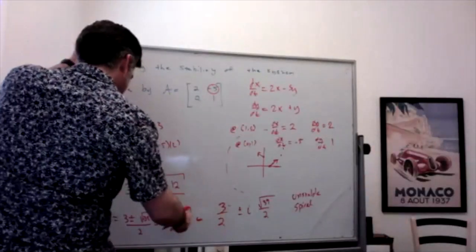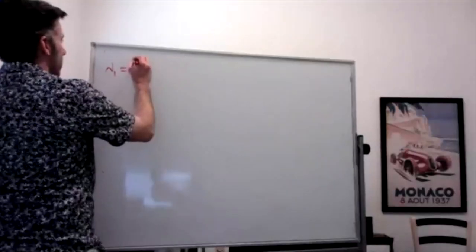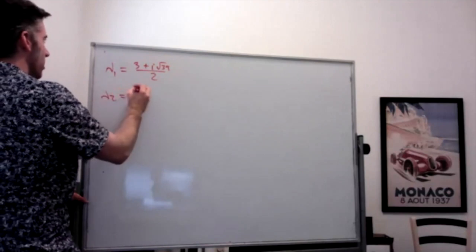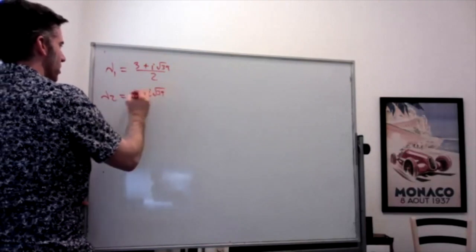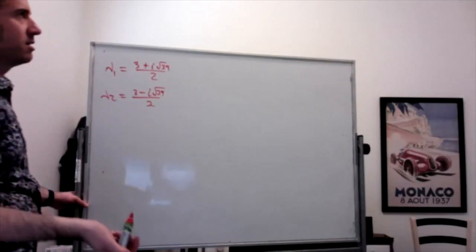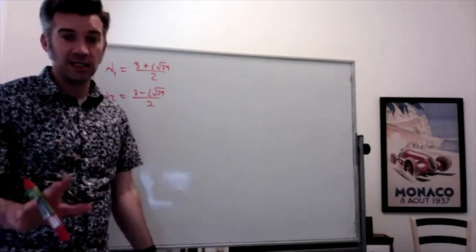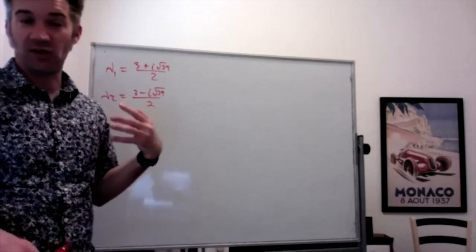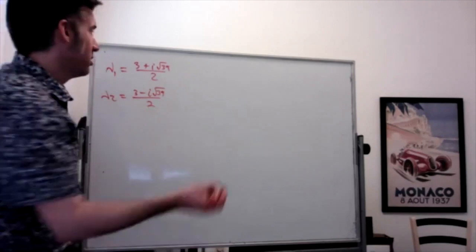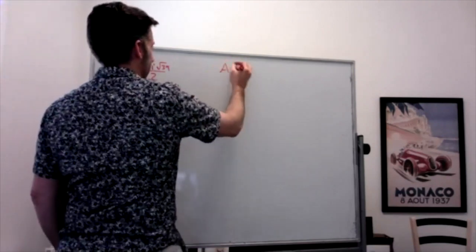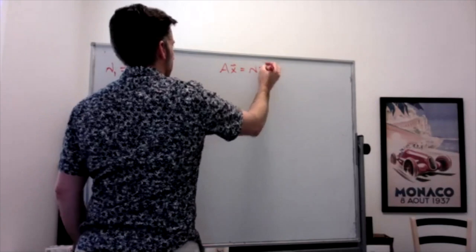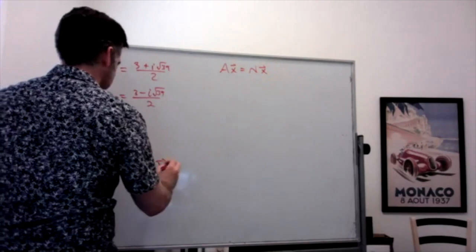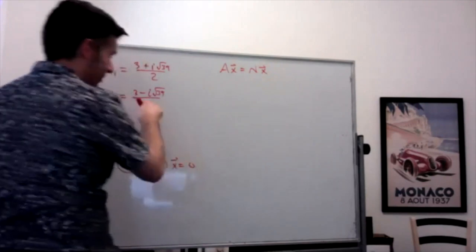Let's write it like this. Lambda 1 is (3 plus i root 39) over 2. Let's have lambda 2 be (3 minus i root 39) over 2. And this might be one instance where it's better to do (A minus lambda I) times the vector equal to 0. So we'll try both ways. We'll try doing it by doing Ax equals lambda x, and then we'll also try it by doing (A minus lambda I) times x equal to 0. We'll do that for the second one.